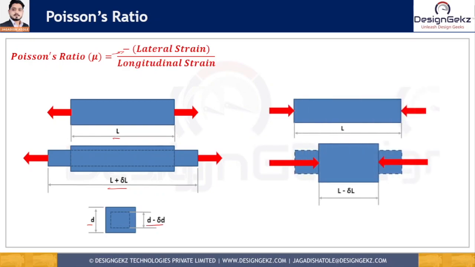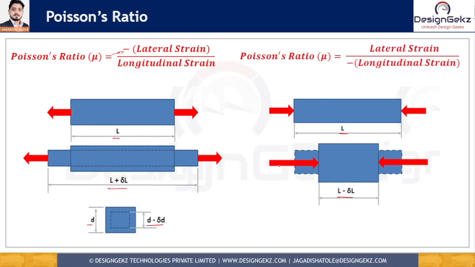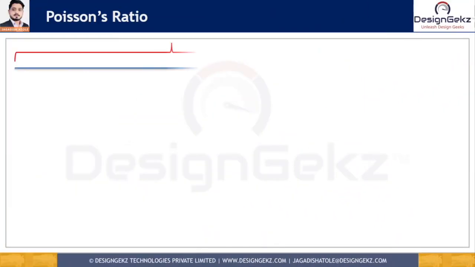And suppose we do the reverse, which means we apply a compressive force. Then the length will decrease from L to L minus delta L, and it becomes negative, and the lateral dimensions will increase from D to D plus delta D, which means it is positive. So this is applicable to isotropic materials. Isotropic materials are materials which have the same properties in all directions, and we are also assuming that the material is deforming within the elastic limit where the stress is directly proportional to the strain. The theoretical range of possible values for the Poisson's ratio varies from -1 to 0.5.